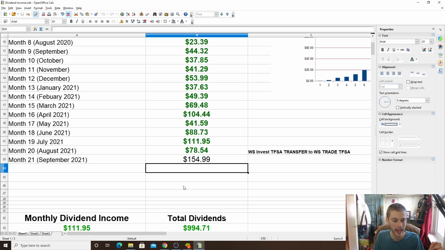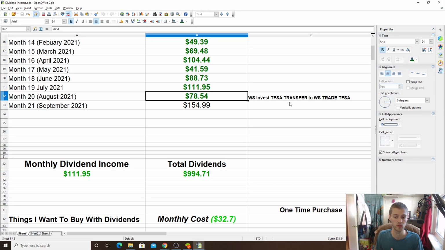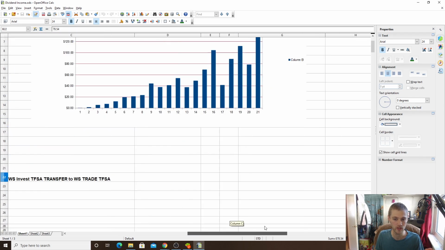If we take a quick peek at our tracking sheet, we can see that we're at $154 for September, just under $155. So once again, this is our biggest month in terms of dividends by far. But that's expected because we did do a big transfer in August of last month. We moved our Wealthsimple Invest TFSA to our Wealthsimple Trade TFSA, which added a lot more funds into the account. Our total dividends for the portfolio is almost just under $1,000.